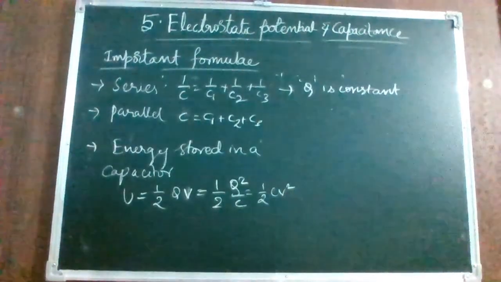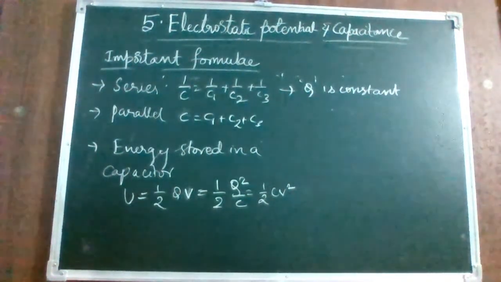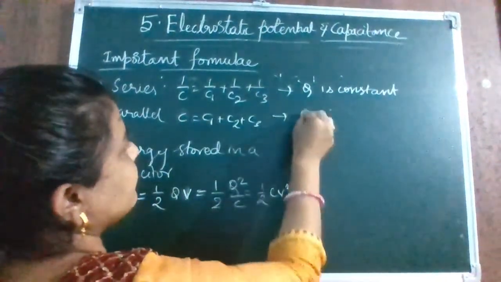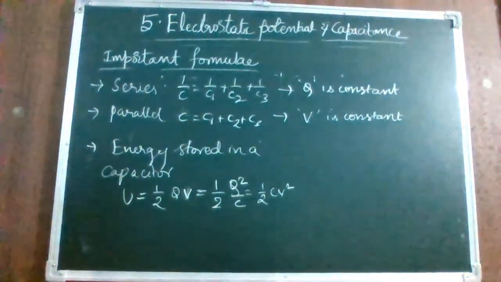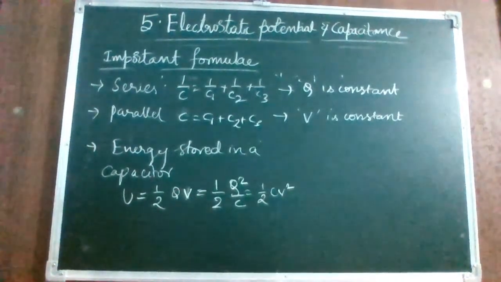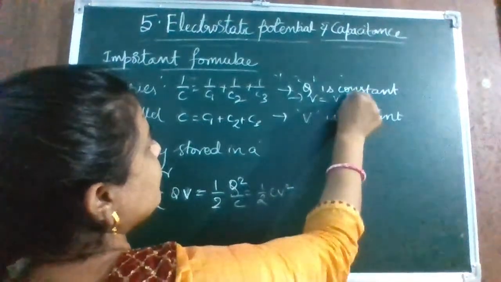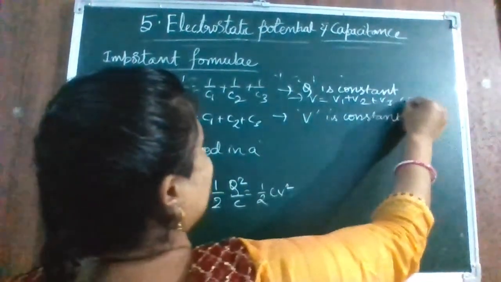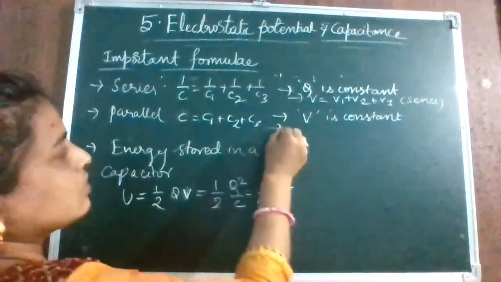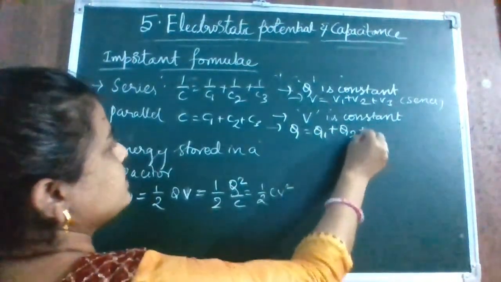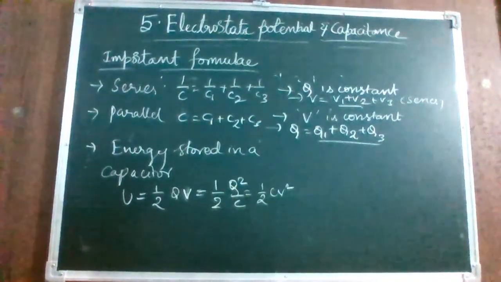And for the parallel combination, what is constant? V is constant. That means the potential is constant for the parallel combination. Also, for the series combination, we can have the equation for the potentials, V is equal to V1 plus V2 plus V3. And for the parallel combination, we can have Q is equal to Q1 plus Q2 plus Q3. These formulas can also be used in the problems if necessary.